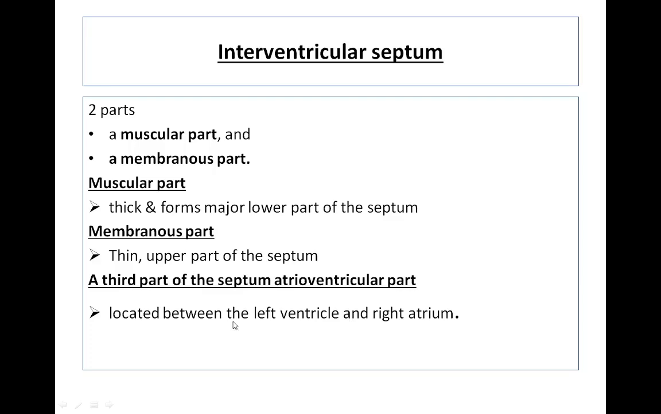So located between the left ventricle and the right atrium. If this part is not developed properly, there is a connection between the right atrium and the left ventricle.